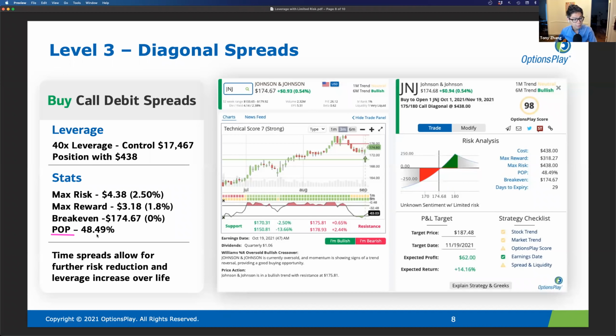So it has a very high probability of profit. When you trade a diagonal spread like this, usually you have a probability of profit of about 50% between now and the expiration of the first option.